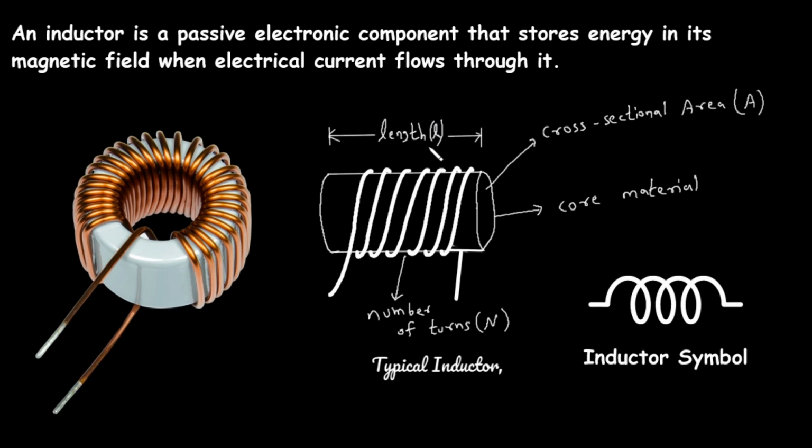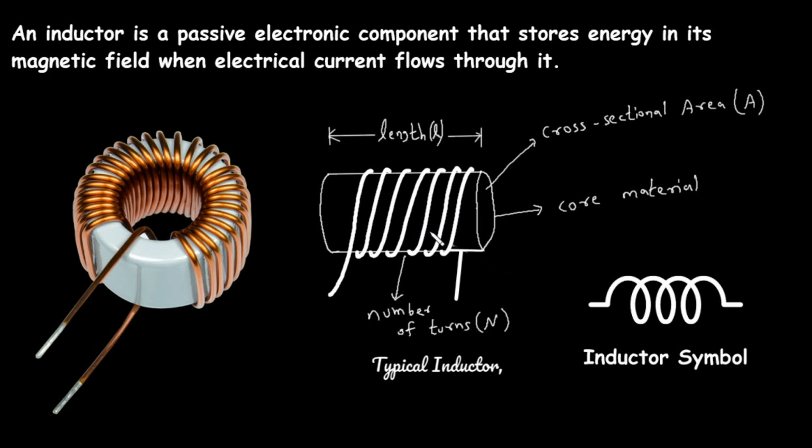Let's look at what an inductor actually is. On the left, you see a real-world example of a common inductor, called a toroidal inductor. It's essentially a coil of copper wire wrapped around a core, in this case, a donut-shaped one. To understand its properties, let's break down the diagram of a typical inductor. It's made of a wire wound into a coil.